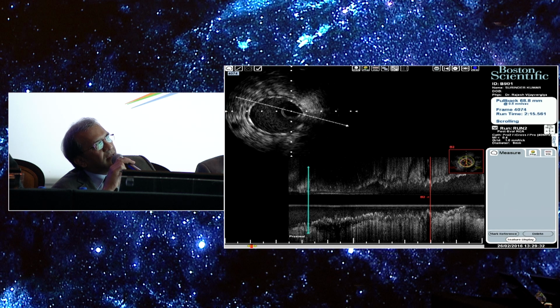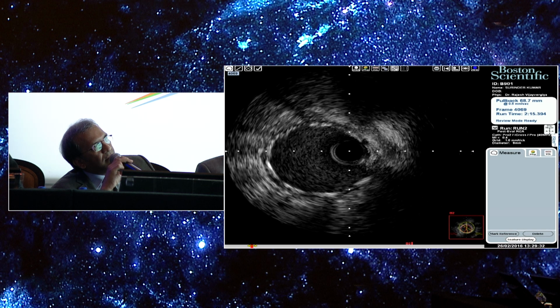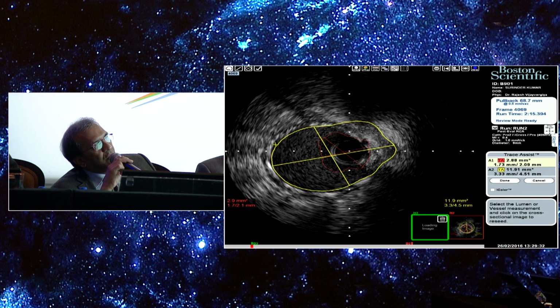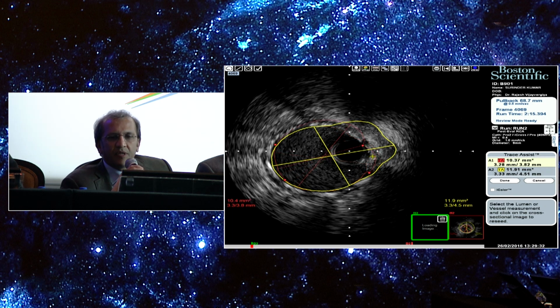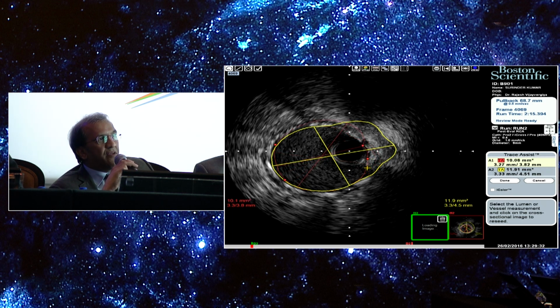Just do a trace. Stop and do a trace. Cross-sectional area. Trace. Trace. Cross-sectional area. So the red needs to come out here. Now, if you look at this area, it is 9 point something. It's 10. I think 10 is a very good area, and I think you should not try and overexpand this. How much? 10.